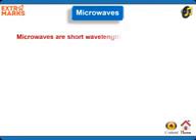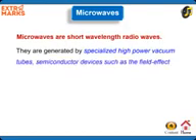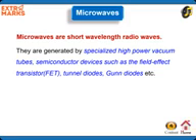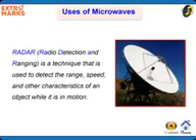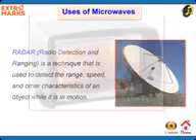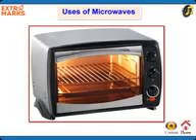Microwaves are short wavelength radio waves. They are generated by specialized high-power vacuum tubes, semiconductor devices such as the field effect transistor, FET, tunnel diodes, gun diodes, etc. Microwaves are used in radar systems for managing air traffic, weather forecasting, and navigation. The common example of microwaves in our daily life is oven, in which microwave radiations of frequency 3 GHz are used for cooking and warming food. Let us study how it works.